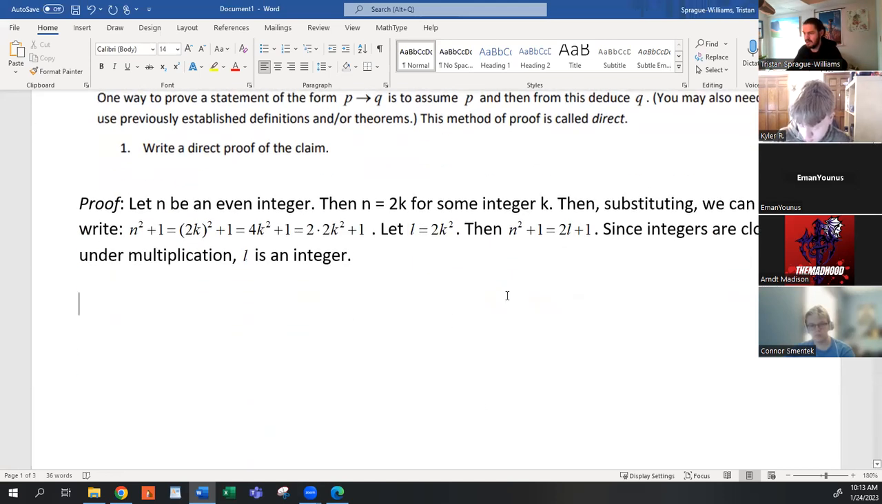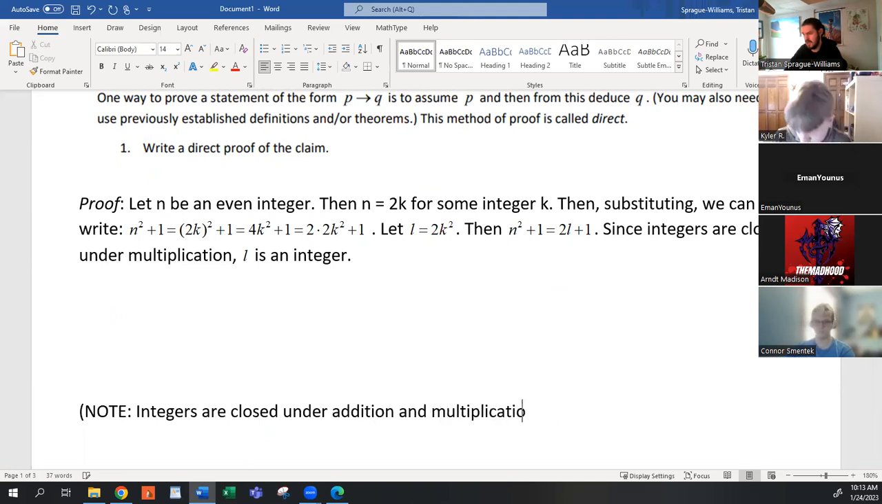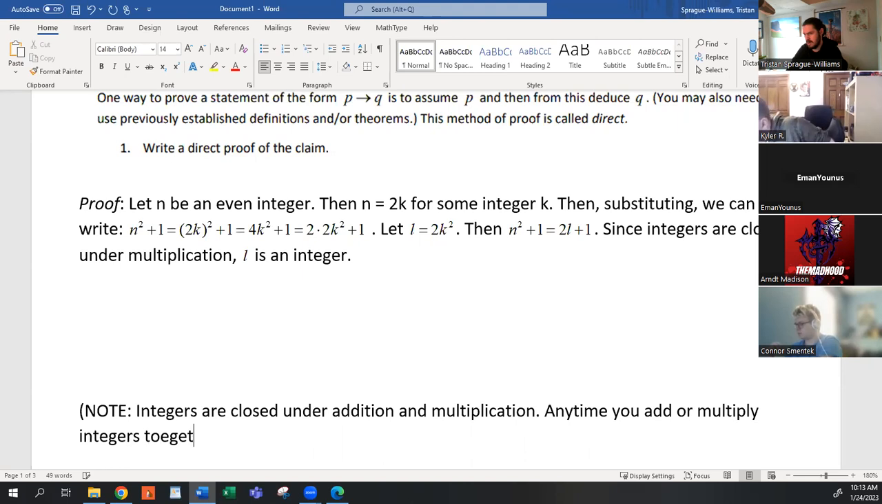I'll just put a little note down here for the notes. Note: integers are closed under addition and multiplication. That means anytime you add or multiply integers together, the result is still an integer. That's what it means to be closed under an operation. Okay.